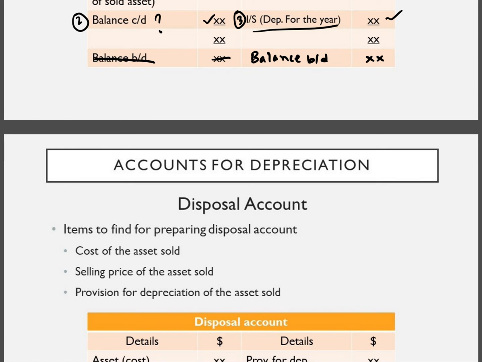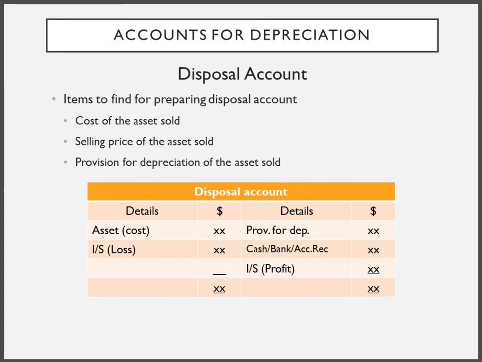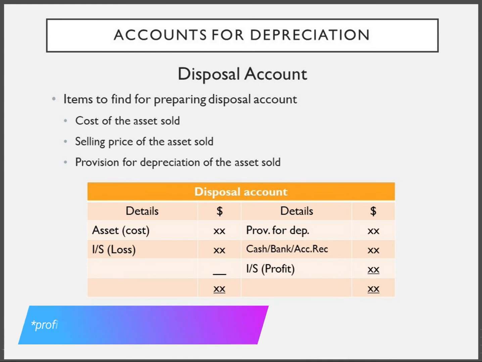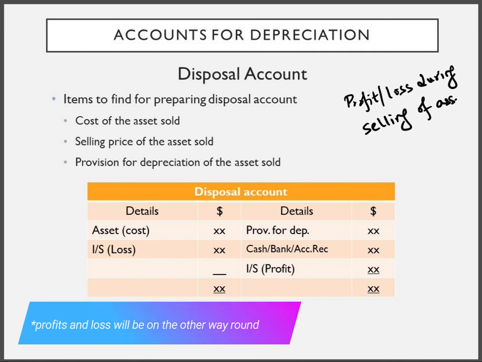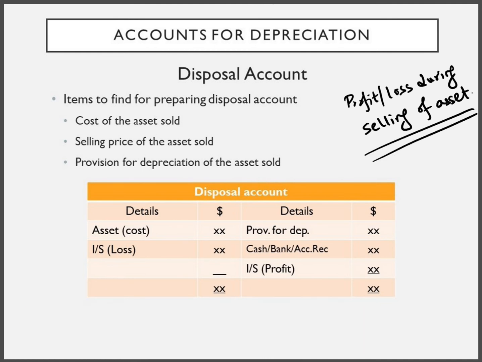Now let's start the final account, the disposal account. This is the account where we record the disposal of assets, meaning the selling of assets. In this account we actually find how much profit or loss we have made during the selling of an asset. For this account we will require three items. We need to identify these three items first.